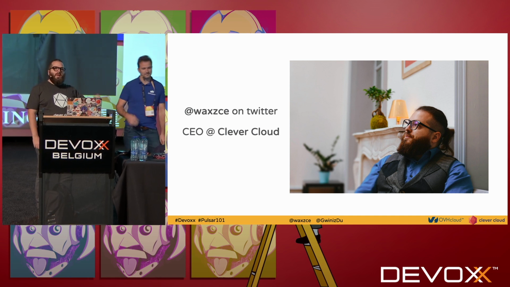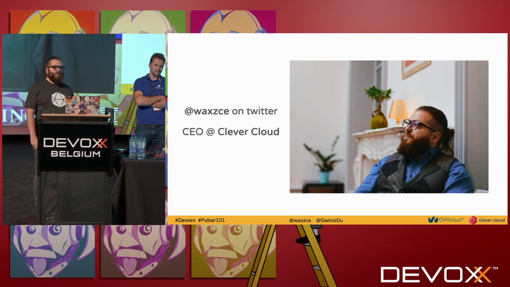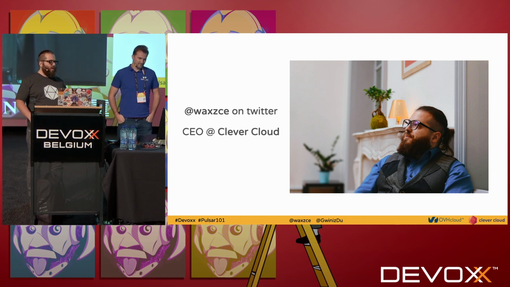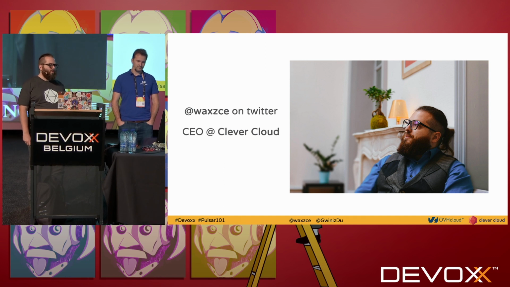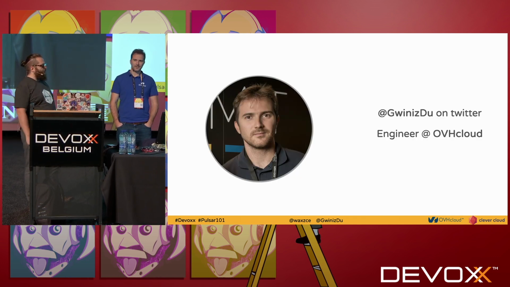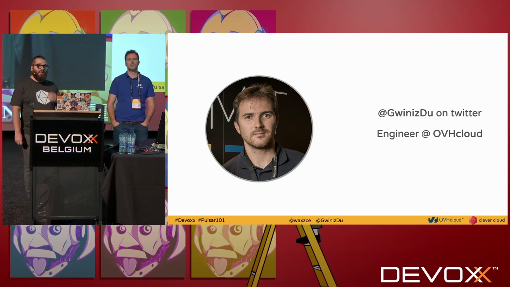My name is Quentin ADAM, and I'm leading a company called Clever Cloud. So we automate all the deployment stuff and application sustainability. Ping me on Twitter if you want to learn more about that. And this is my Paul. And I am Steven Roux. I am an infrastructure engineer at OVH Cloud, which is a cloud provider.